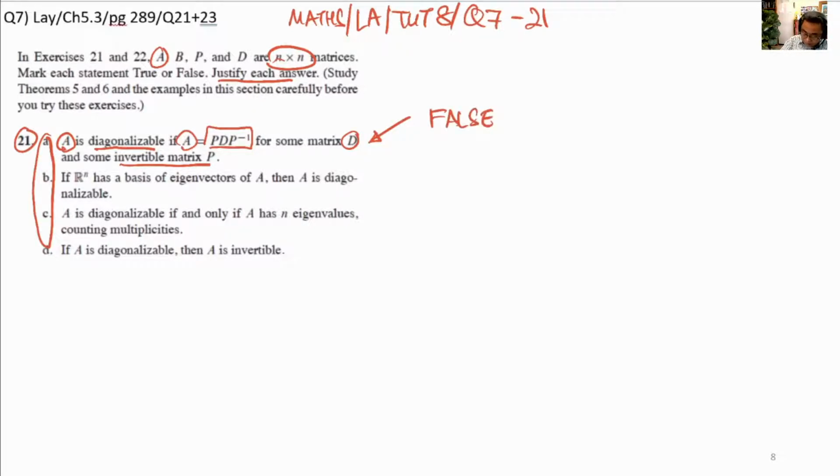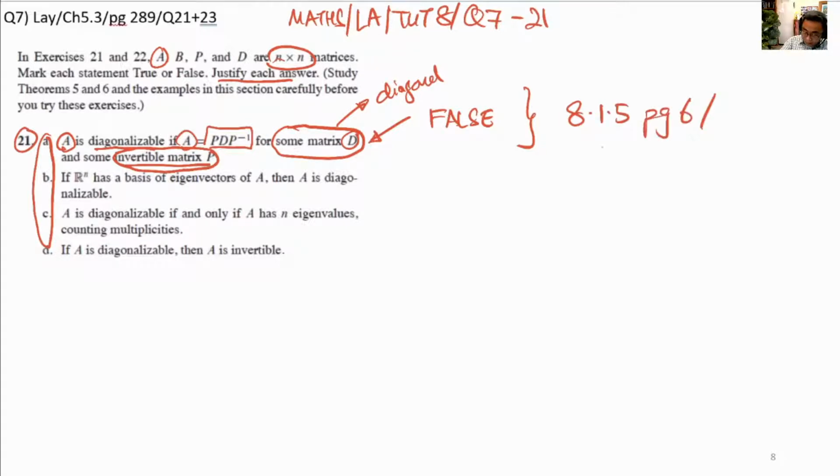The reason is that the only information about D given to us is that it is some matrix. It should be a diagonal matrix for the diagonalization theorem. In addition to that, P must be invertible. Let us see where this information is given in our slide. It is 8.1.5, page number 6, theorem number 5.2.1. Let's go to this page now.